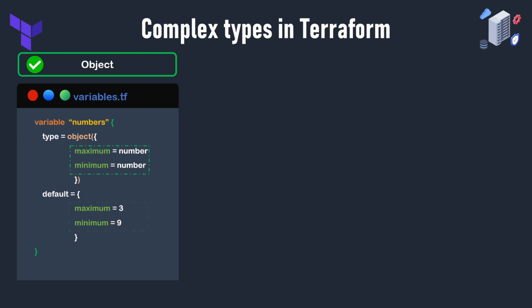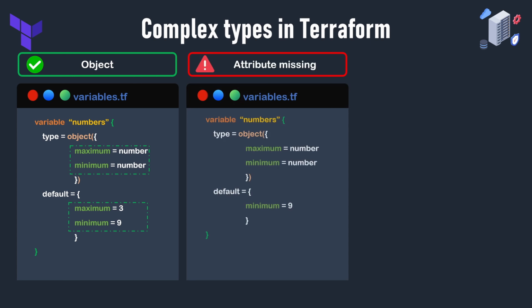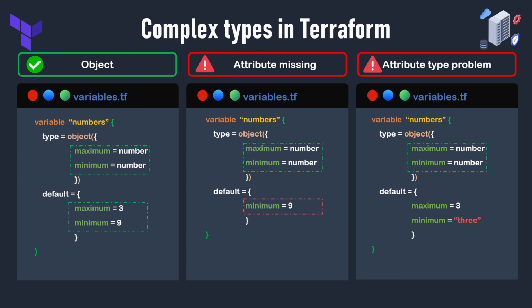Values that match the object type must contain all the specified keys, and the value for each key must match its specified type. A value missing any key mentioned in the object declaration, as we have here in the second example, will not be accepted and will lead to an error. And the same if the value given to the key doesn't match its type. Here the minimum key is of type number, but we have set it to 3, which is a string. So here Terraform will throw an error indicating that a number is required for this key.